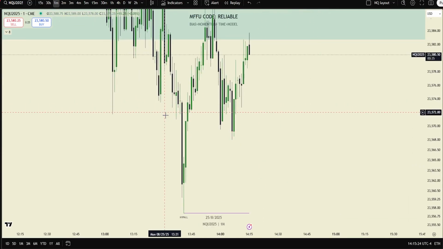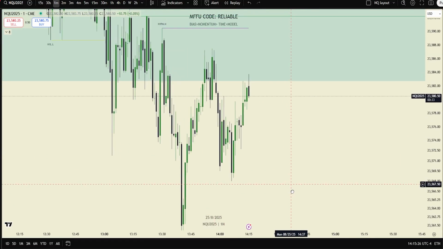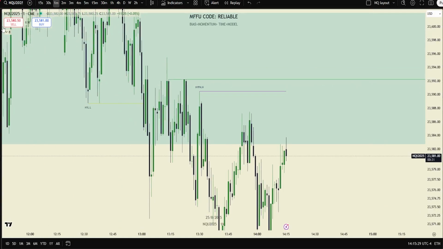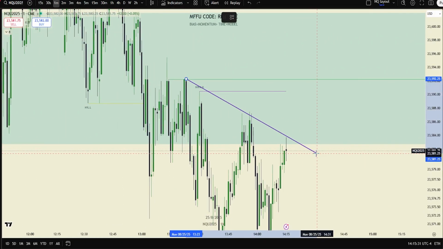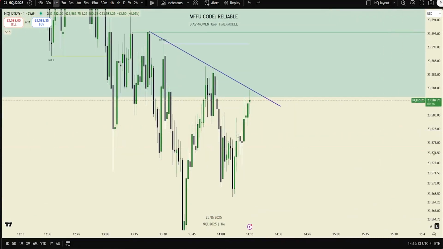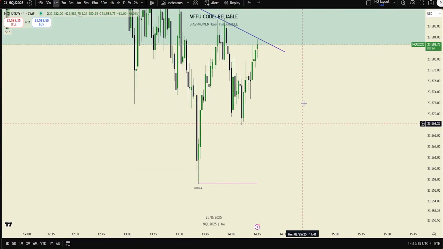Any dream scenario? We kind of already had it play out. Now it's just really choppy PA. We're kind of putting in LRLR right now. So ideally we'll run this at some point. Maybe we can see price come back and run the low and then have a long.